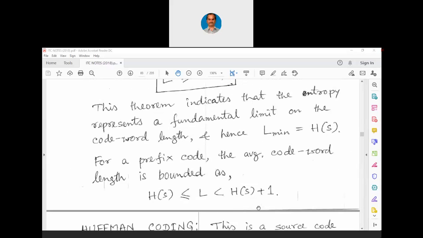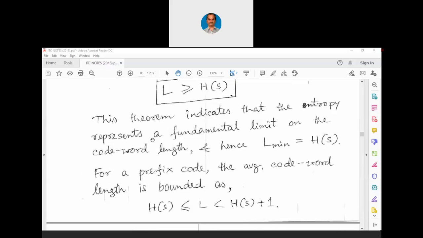Now this theorem indicates that the entropy represents a fundamental limit on the code word length, and hence L min can be H of S. I have been telling you repeatedly that we cannot have any such efficiency measurement which can be less than the source entropy itself. If it can be less than the source entropy, then it simply means that we are losing information from the source. So the theorem indicates that the entropy represents a fundamental limit on the code word length, and hence L min is equal to H of S.